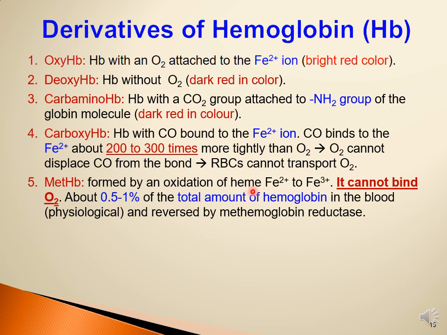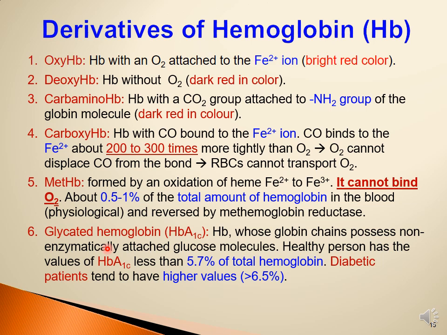But luckily we have a very important enzyme that will convert the ferric iron in the heme ring back to ferrous iron, and this enzyme is called methemoglobin reductase. And this enzyme will keep the methemoglobin at a very low level, which is 0.5 to 1%.